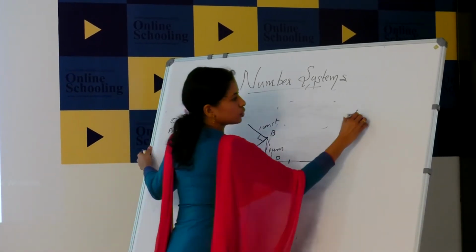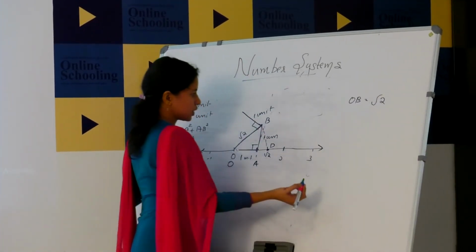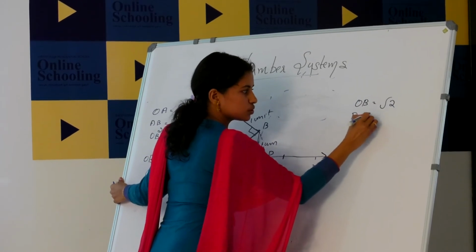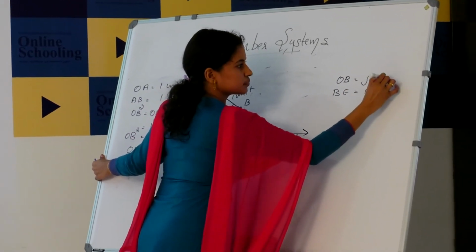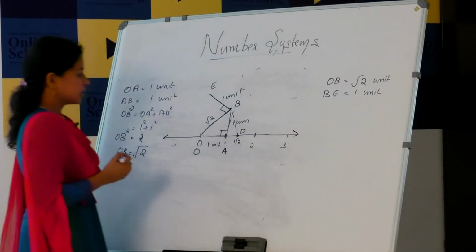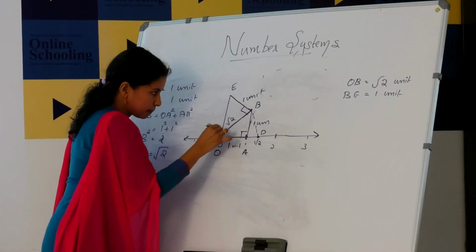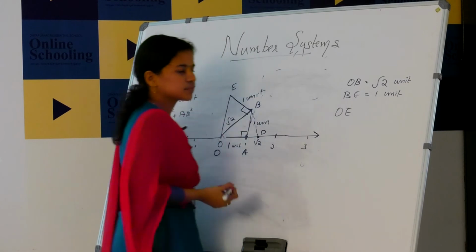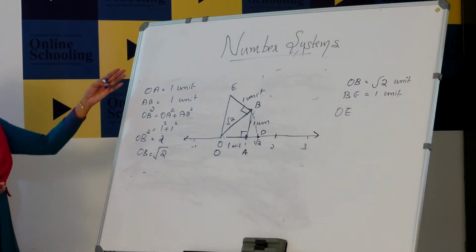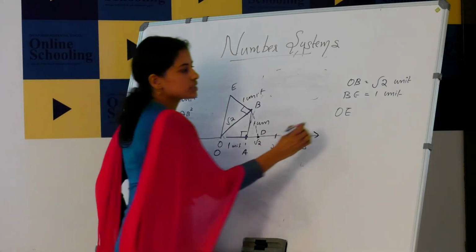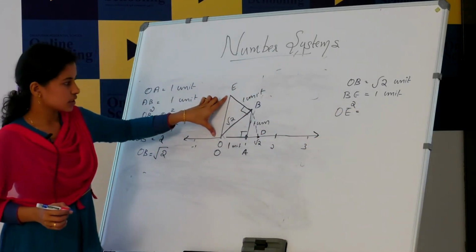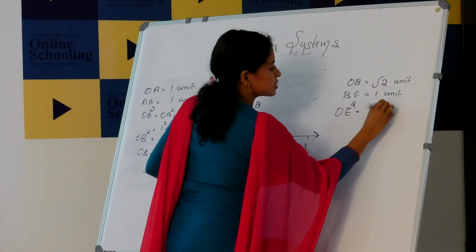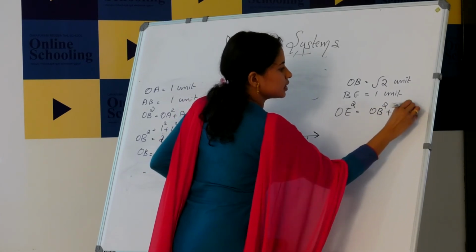So, here OB is equal to root 2 and I label the points A, B, C, E. BE is equal to 1 unit. Then I join OE. What about the length of OE? In a similar way to how we drew root 2, we use the Pythagoras theorem. OE square is equal to OB square plus BE square.